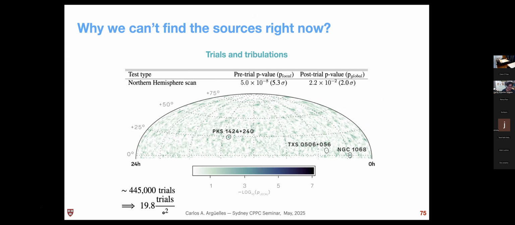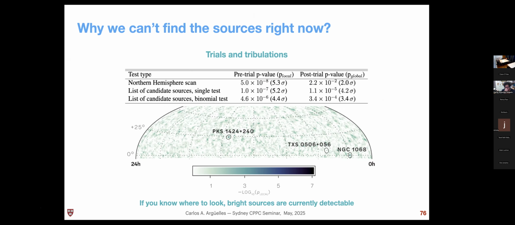So when I tell you, oh, we have seen NGC 1068 or TXS, how is this possible if we're talking about 4 sigma events if you have these trials? Well, the issue is that if your astronomer colleague tells you these are the good sources, don't look everywhere in the sky, then your trial factor is much lower. And then you can find objects like NGC 1068 and whatnot. So if you know where to look, the various sources are currently detectable.